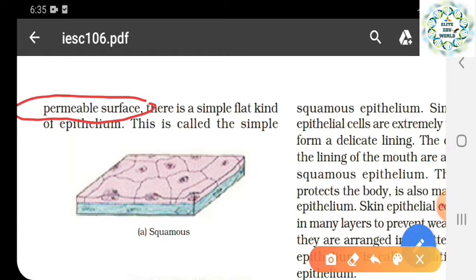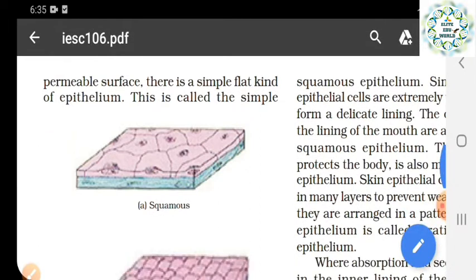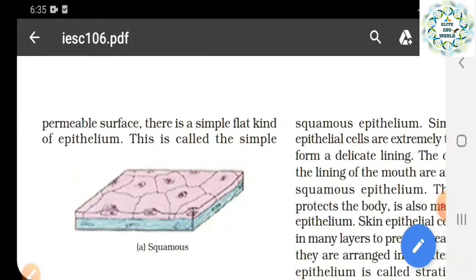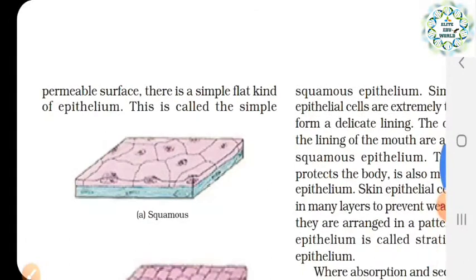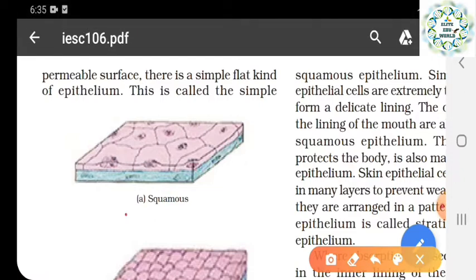So there is a simple flat kind of epithelium. When we are talking about the inner linings of the blood vessels, especially the capillaries, they are very delicate and very small, and the internal linings of the alveoli are also very small and very delicate. This is called the simple squamous epithelium. This is the name of the tissue that makes the inner linings of the blood vessels and alveoli.